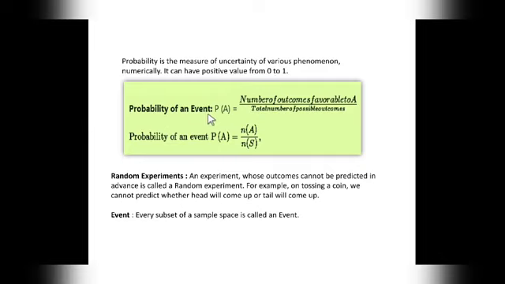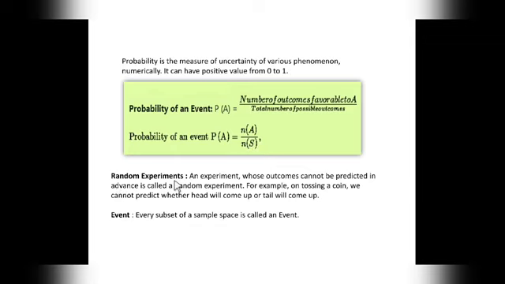Probability of an event is denoted by P of A, that is equal to number of outcomes favorable to A divided by total number of possible outcomes. We can write this as probability of an event P of A is equal to n of A divided by n of S. Total number of favorable outcomes divided by total number of outcomes in the sample space.